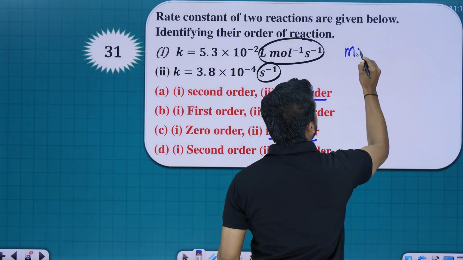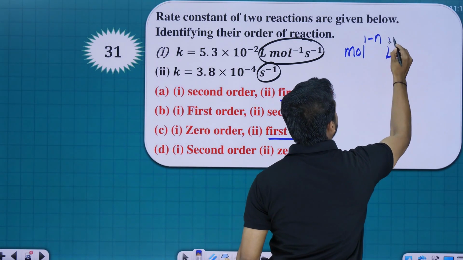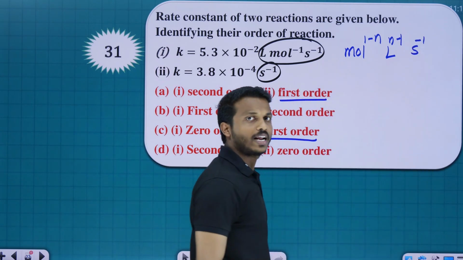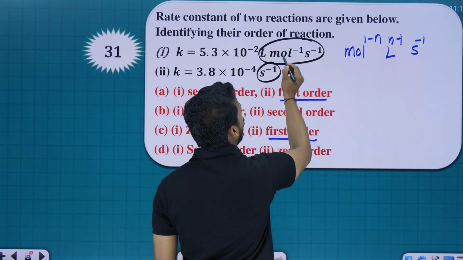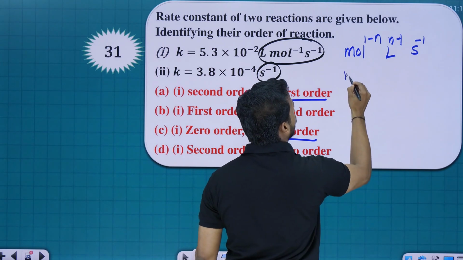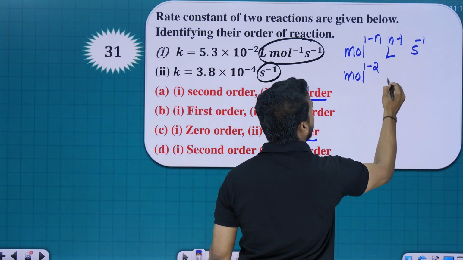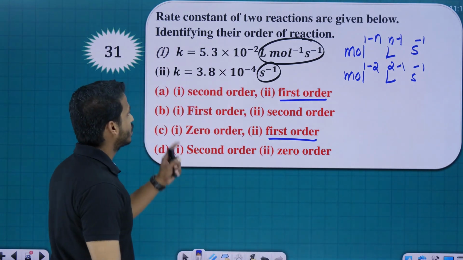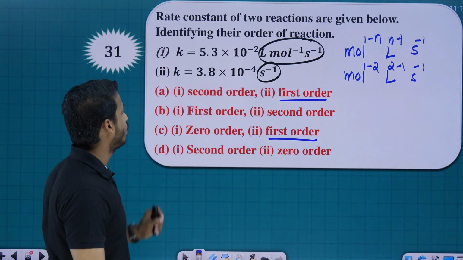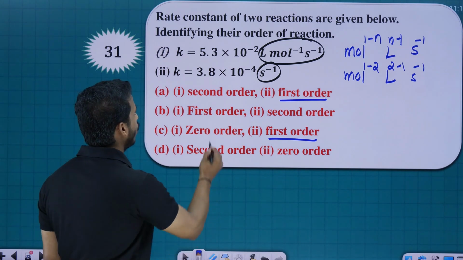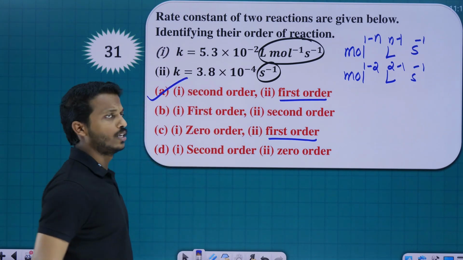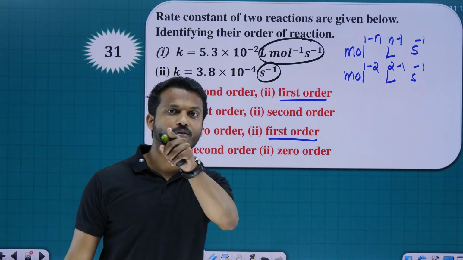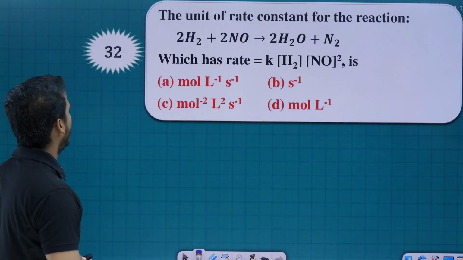See, what is our unit? Mole raised to 1 minus n, liter raised to n minus 1, second raised to minus 1. If you want to get mole raised to minus 1, what should be the order? It should be 2, right? Yes, then only it will be mole raised to minus 1. So the first reaction is second order, the second one is first order. So second order and first order is the answer. So from the unit we can identify the order of the reaction.